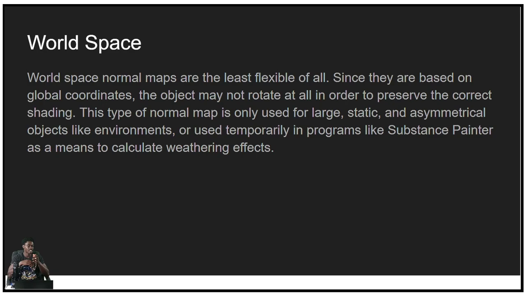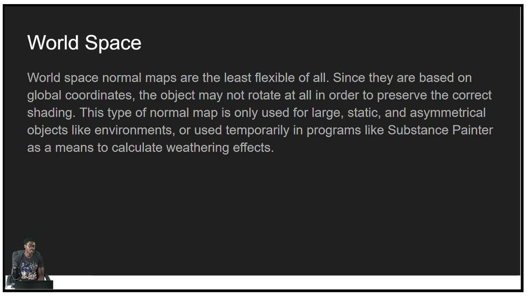This type of normal map is used for large static and asymmetrical objects like environments, or used temporarily in programs like Substance Painter as a means to calculate weathering effects, which is what I was telling you guys earlier: programs like Substance Painter calculate your world space normals for every single object you bring in, because they have a lot of weathering effects that use your cavity map to apply that information to your model.